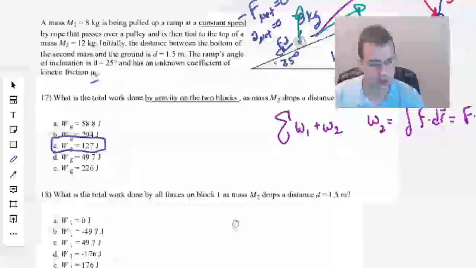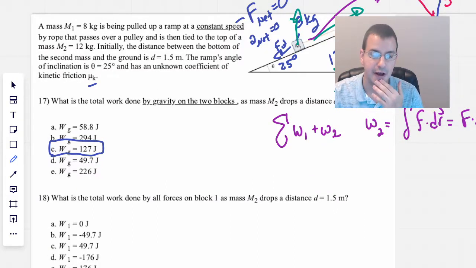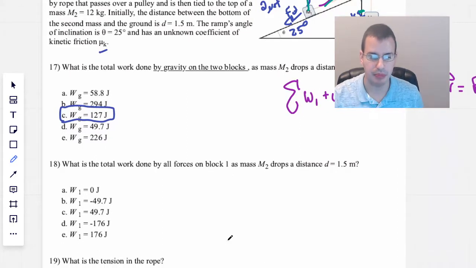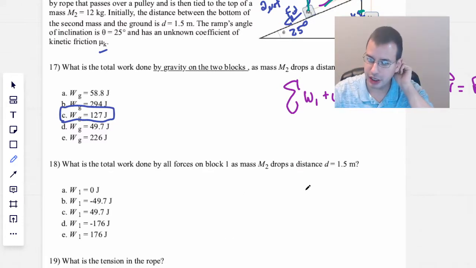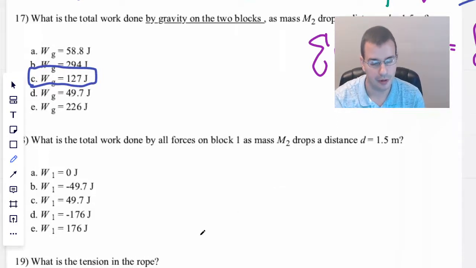Okay, focus. What is the total work done by all forces on block 1 as mass 2 drops a distance of 1.5 meters? Interesting. Okay. So this one is a bit challenging. So we're going to look at this from a conceptual point of view.